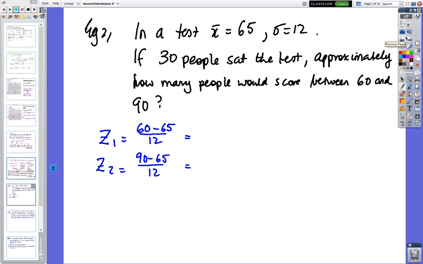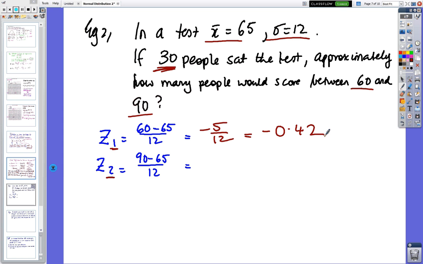Okay, so in a test where the average was 65 and the standard deviation was 12, there were 30 people. How many people score between 60 and 90? So we'll do this one together. The first one is 60 minus 65 over 12. That's the first Z-score, and this will be the second Z-score. So I've got minus 5 over 12, and you just need to do that to a couple of decimal places. So that's minus 0.42, and the next one is 25 over 12.